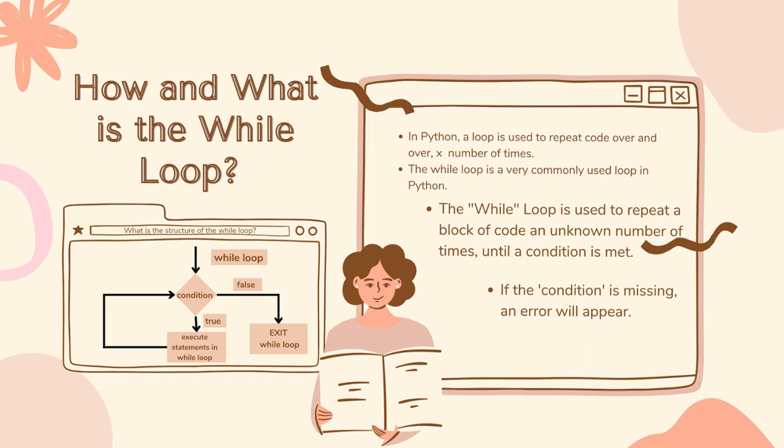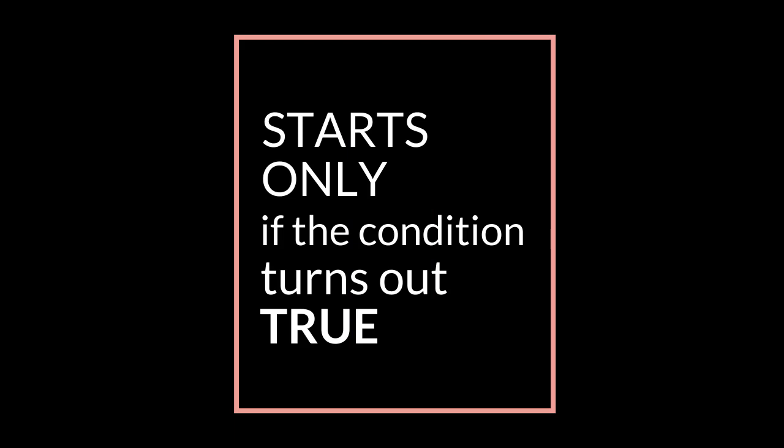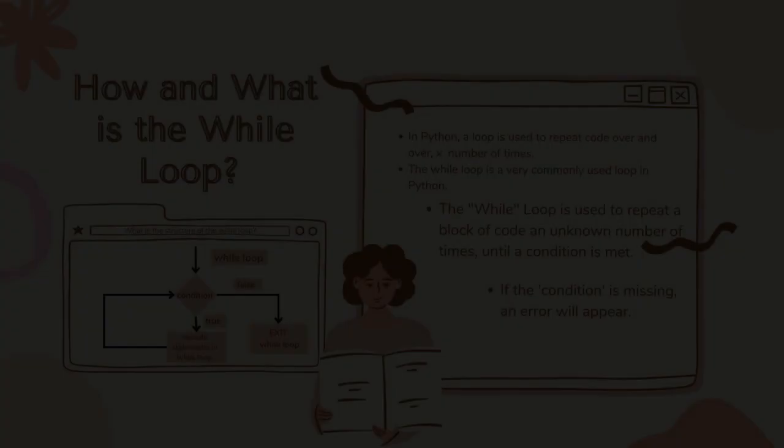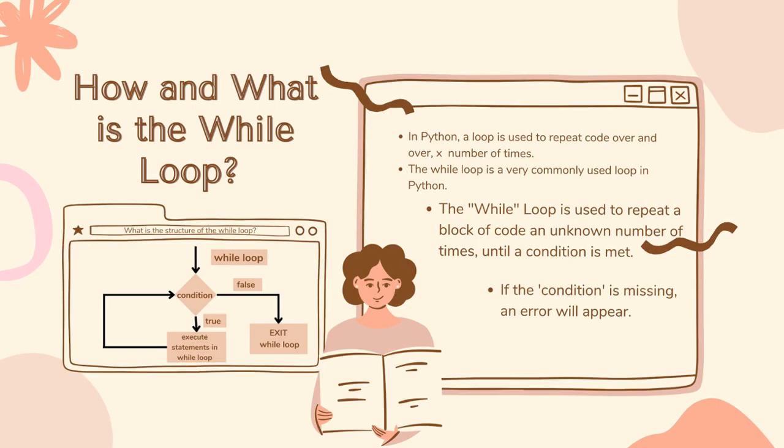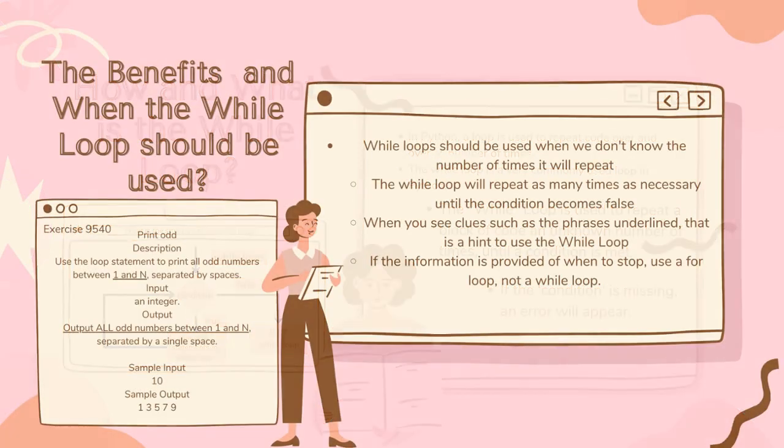In Python, a loop is used to repeat code over and over X number of times. The while loop is a very commonly used loop in Python. It is used to repeat a specific block of code an unknown number of times until the condition is met. The while loop starts only if the condition turns out true, and the loop continues until the condition evaluates to false.